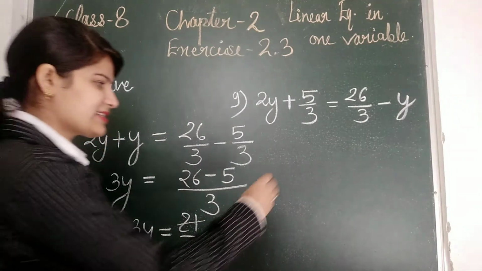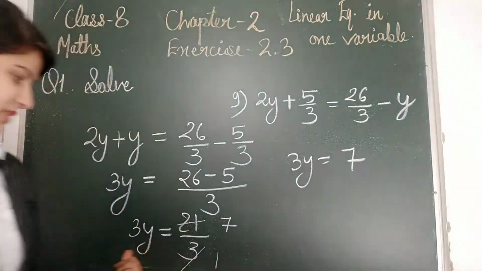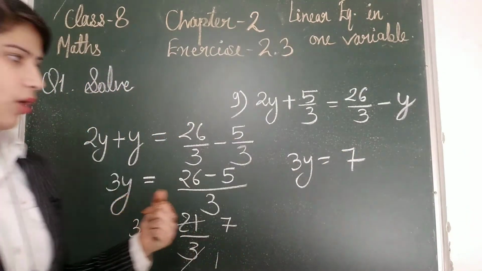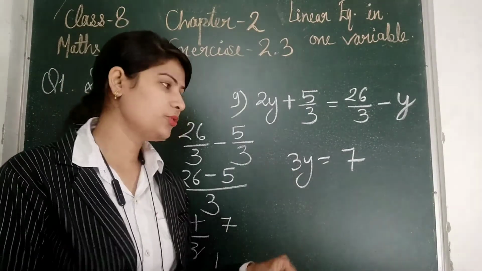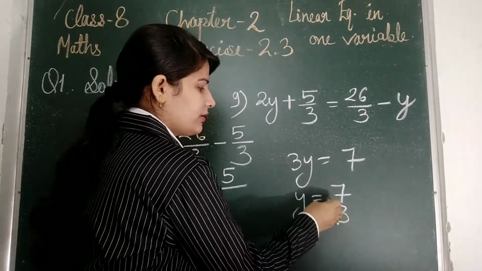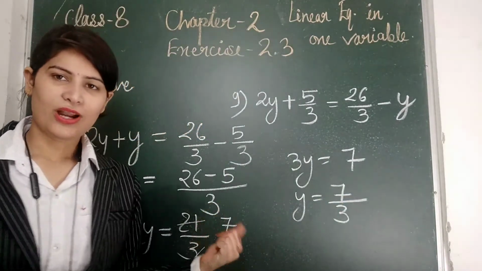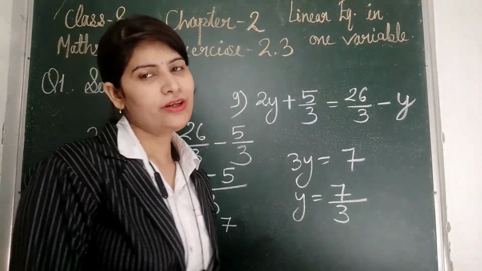Now next step, 3y equal to 7. Okay, 3y equal to 7. Now 3y is in the form of multiplication, so change it into division. So y equal to 7/3, like this. So our answer to this question is y equal to 7/3.